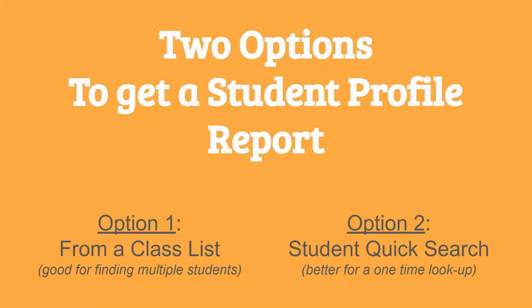There's basically two options to get to a student profile report. One would be from a class list. Let's say you have a day where maybe in homeroom, you're going through multiple students. This is probably the best option because you're just selecting their name from a list of students for a specific class. A second option is if you needed to just check in maybe one time with one student, you can do a student quick search.